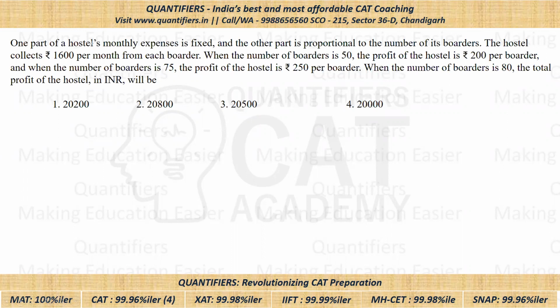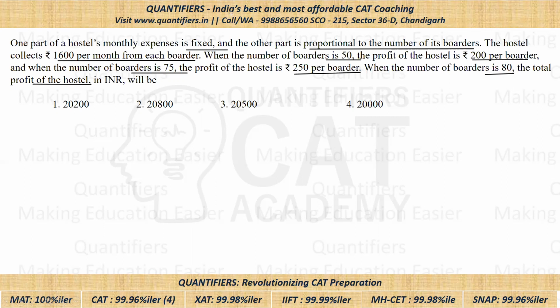So it is given that one part of a hostel's monthly expenses is fixed. The other part is proportional to the number of its boarders. The hostel collects 1600 per month from each boarder. When the number of boarders is 50, the profit of the hostel is 200 per boarder. When the number of boarders is 75, the profit is 250 per boarder. Now the question is, when the number of boarders is 80, what will be the total profit of the hostel?